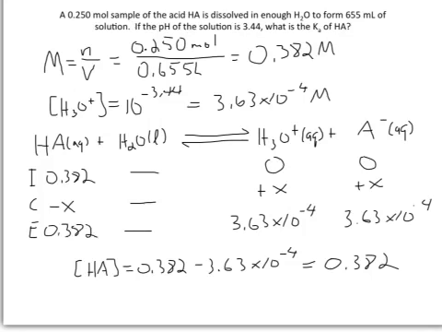So, now that I know the equilibrium concentrations of HA, the hydronium ion, and the conjugate base, I can just plug these into the equilibrium constant expression, and that will give me the value of Ka. And so we'll do that on the next slide.